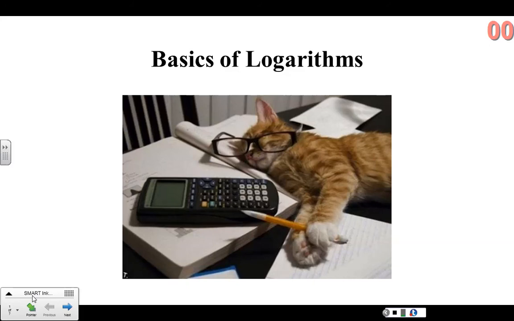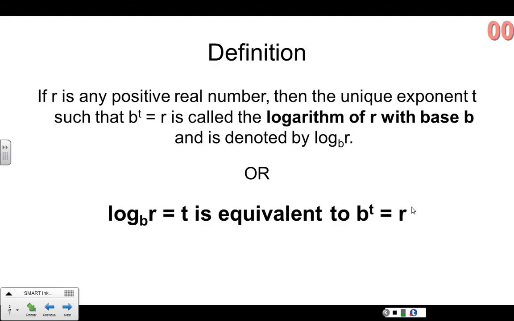Alright, in this video we're going to talk about just the basics of logarithms, what they are. The definition: if r is any positive real number, then the unique exponent t such that b to the t equals r is called the logarithm of r with base b and is denoted by log base b of r. This is a very important definition right here in bold.